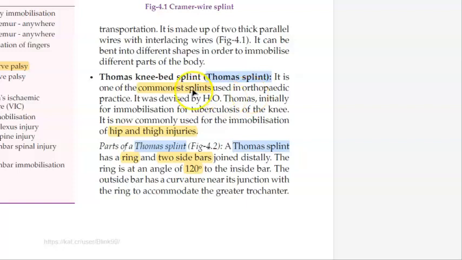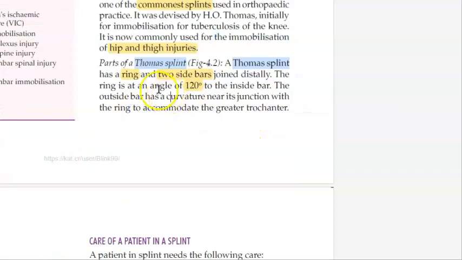So what is the indication, guys? Suspected femur fracture. Very good. So look at this. The full name is Thomas knee bed splint, by H.O. Thomas. It is a common splint. You will use it for immobilization of hip and thigh injuries. So the angle, remember, is 120 to the inside bar.